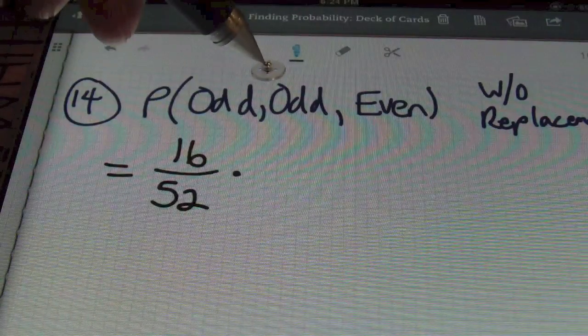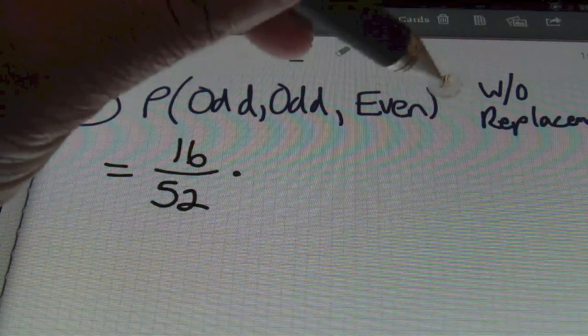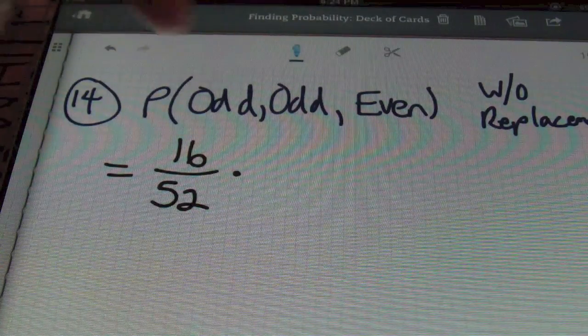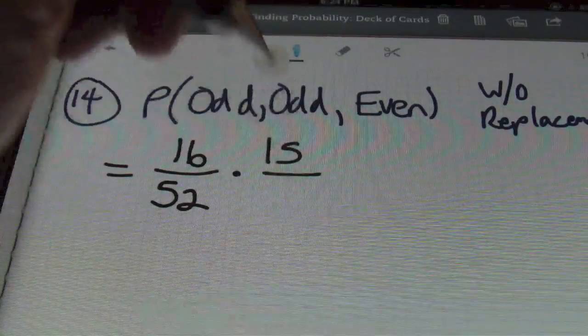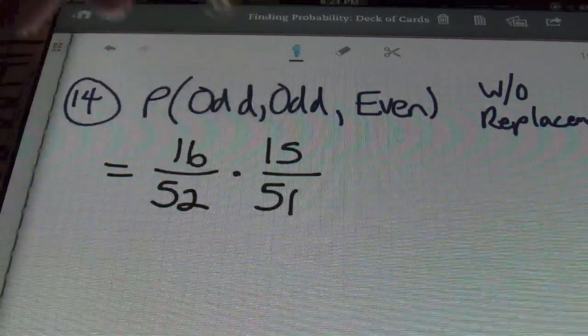Okay? Then they're telling me that the next card I pull out is going to be an odd number card. Remember, this is going to be done without replacement. So we already pulled out an odd number card, so there are going to be 15 odd numbers left over. All right? And the total number of cards in the deck are now at 51.